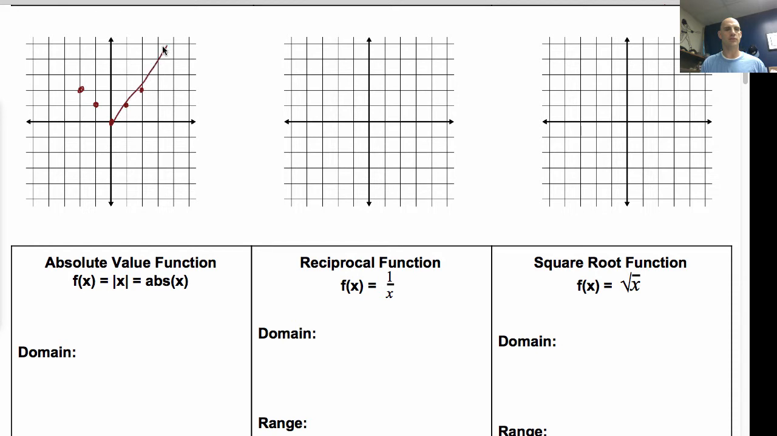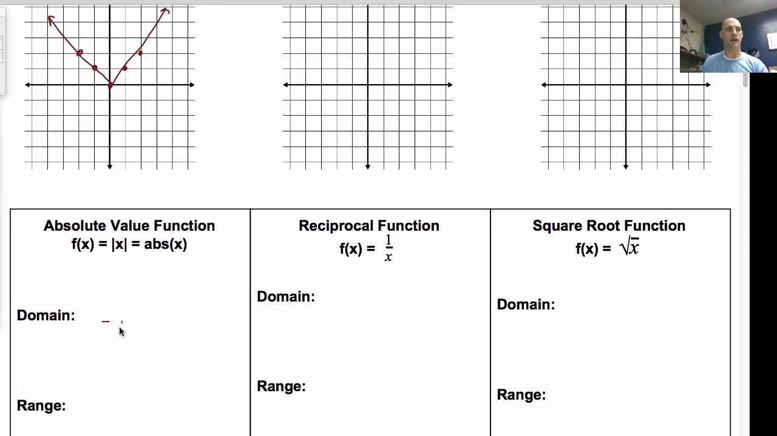And so it looks like a V because you can't have a negative output here, right? Because every value is going to get popped back up into that positive part. So when we talk about domain, we've got negative infinity to infinity. But our range, again, is going to be this 0 to infinity kind of a situation.